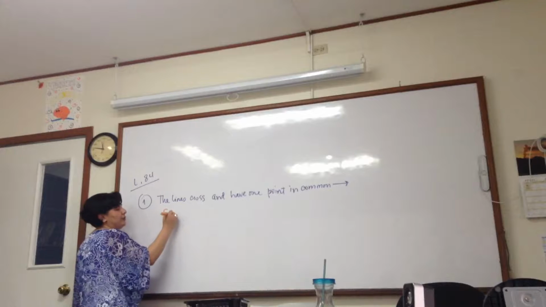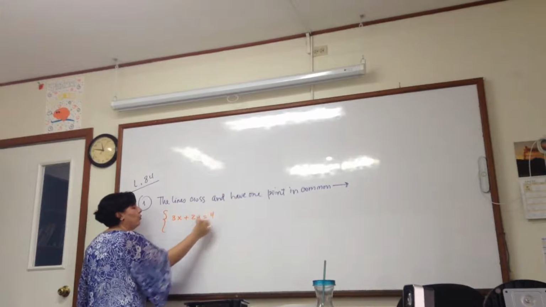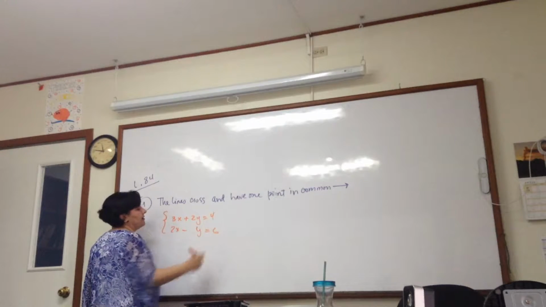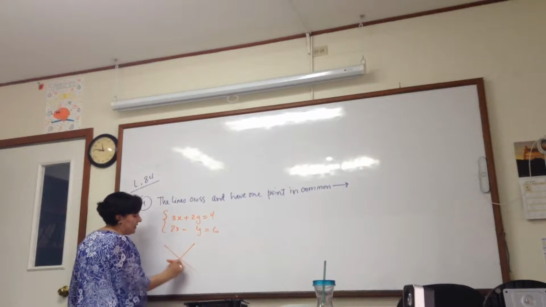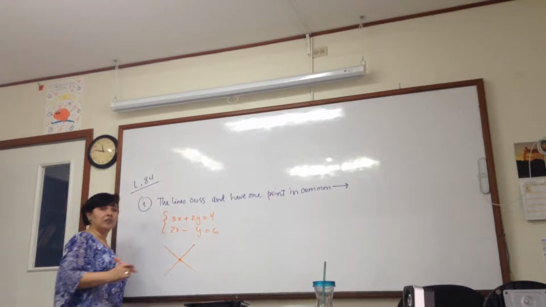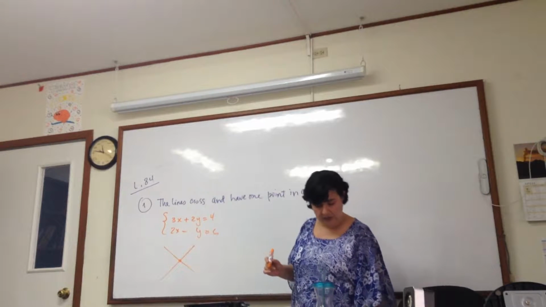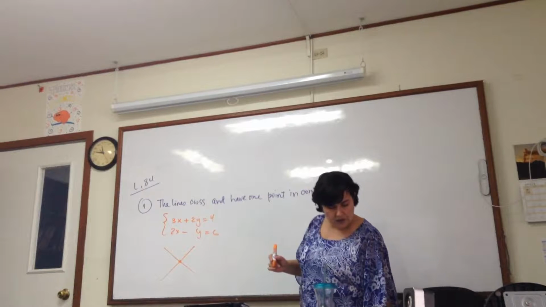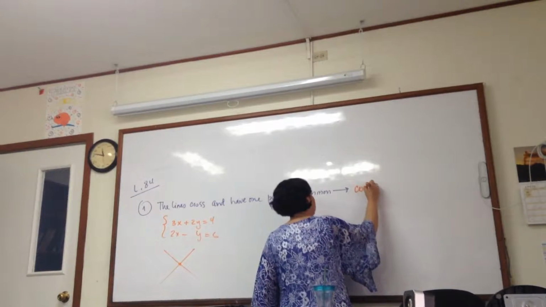When you have a system, for example, 3x plus 2y equals 4, and 2x minus y equals 6, there's nothing in common with these. These are going to be two lines that intersect at a common point, and they are called consistent, because they have a solution. Yeah, these are called consistent lines.